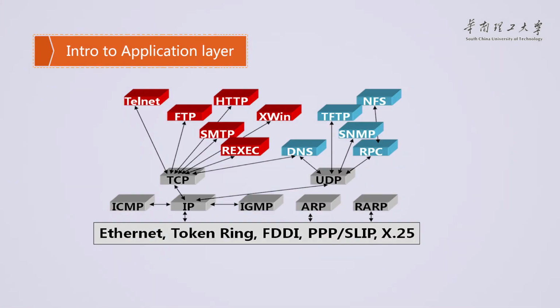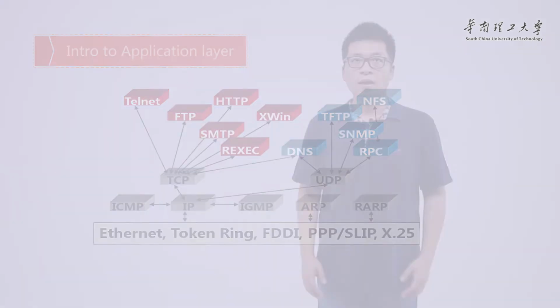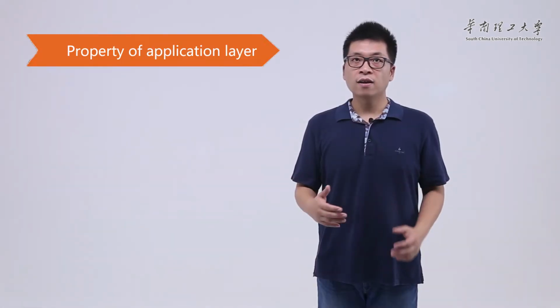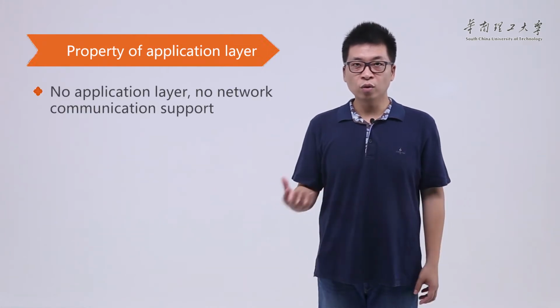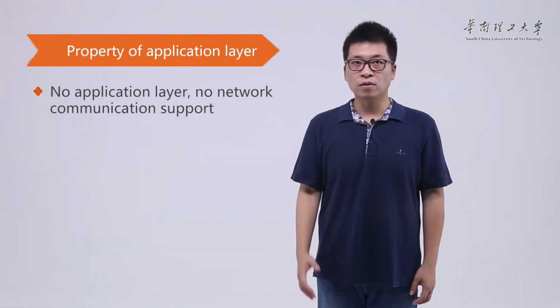The diagram lists many types of application layer programs or protocols. These programs or protocols can be used by other programs. For example, web browsers can use HTTP directly to enable network communication. The application layer is quite important. No application layer, no network communication support.